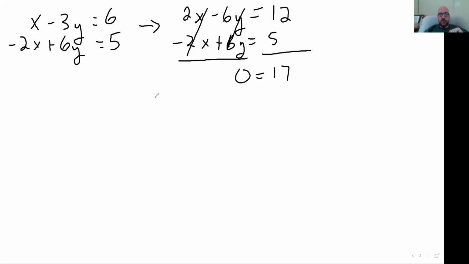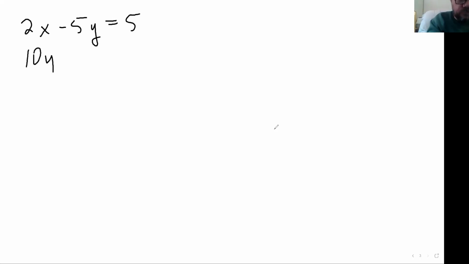All right, let's see the other method, the substitution method. The goal in the substitution method is the same as the goal in the elimination method, which is to get rid of one variable, so that what we have is an equation in one variable that we can solve. But it does it very differently. So what do I want to use here? Let's see, 2x minus 5y equals 5. And 10y equals 3x minus 6.